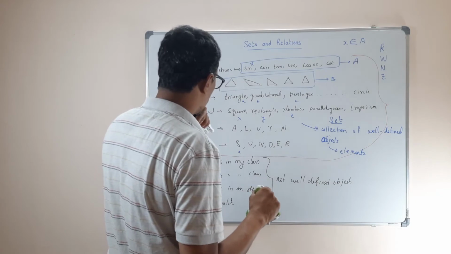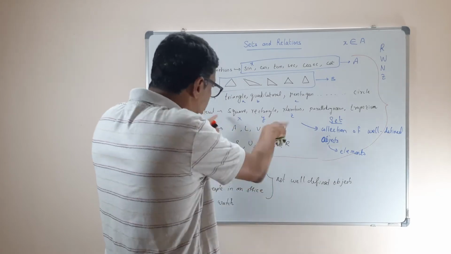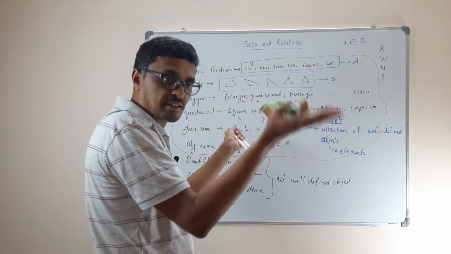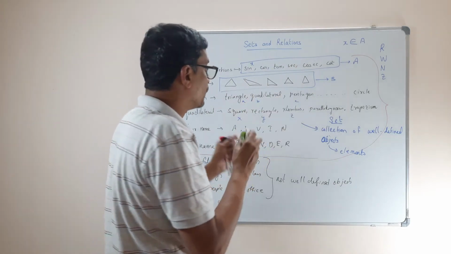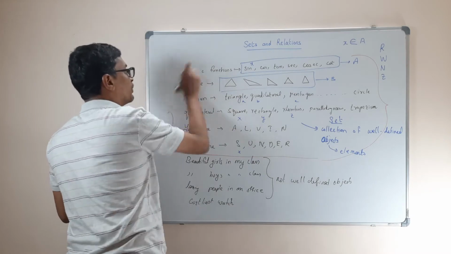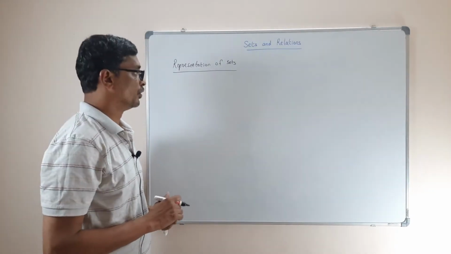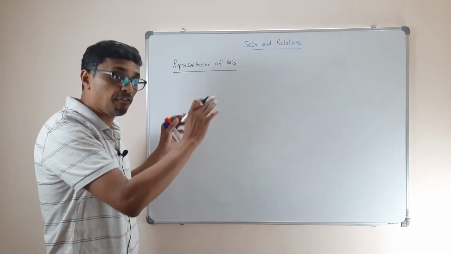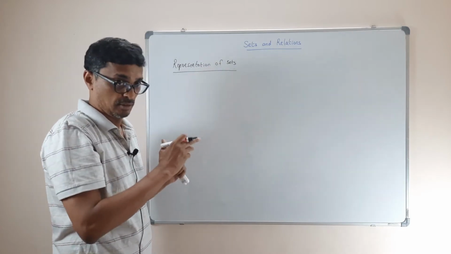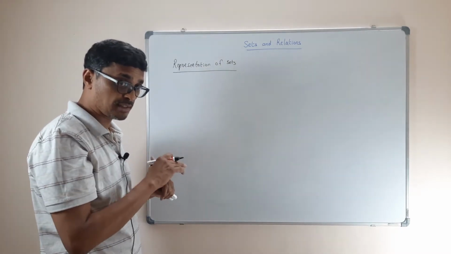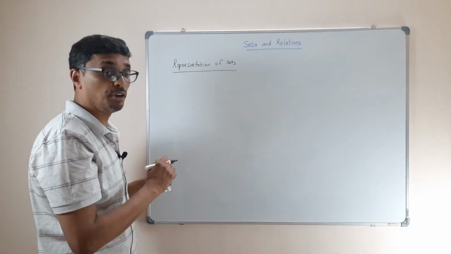So this is what. And now I have to represent this collection with some symbol, some symbolic form. There we have three types of representation of sets. We will see that. So now we have defined what we mean by a set. A set is a collection of well-defined objects. Now we have to see how we are going to represent a set.